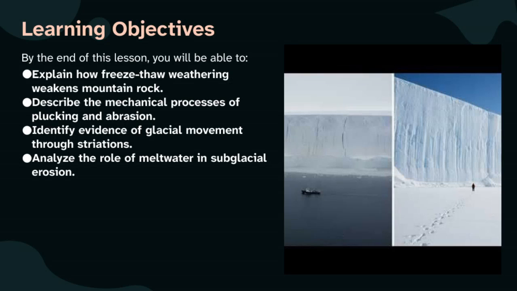By the end of this lesson, you will be able to explain how freeze-thaw weathering weakens mountain rock. You will also be able to describe the two main mechanical erosion processes used by glaciers, plucking and abrasion. You should be able to identify evidence of glacial movement through features called striations. Finally, you will analyze the role of meltwater in helping glaciers erode the land beneath them.